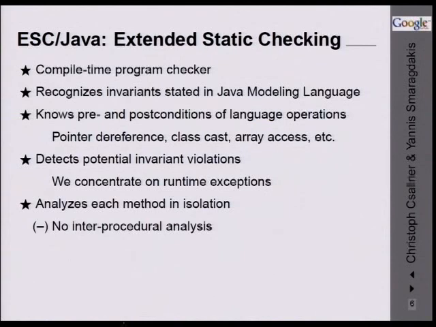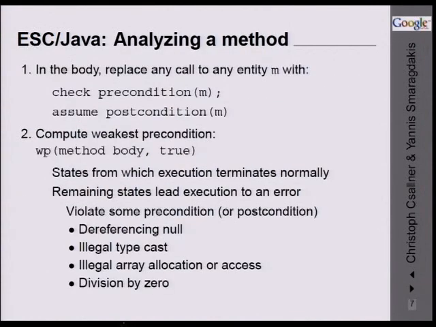Okay, and so basically it does an intra-procedural analysis. So it looks at every method in isolation. And I'm going to explain a little bit how that works. So it takes a method body, and inside that method body, it replaces every call to some other method or to some Java language operation with first checking the precondition of that entity and then assuming the postcondition. So it can use the preconditions that some tool has generated for some other method, or it will every time use the precondition it knows about the Java operations.